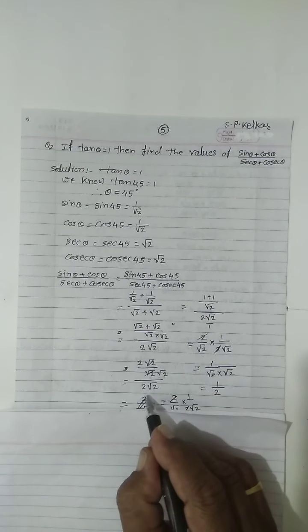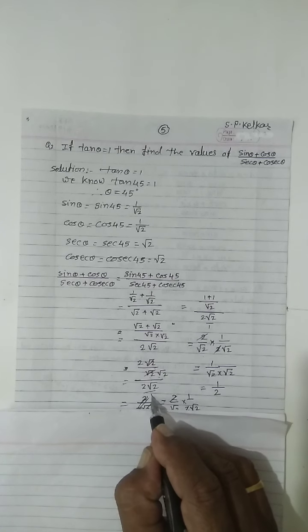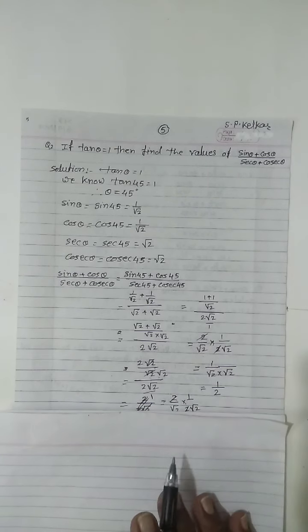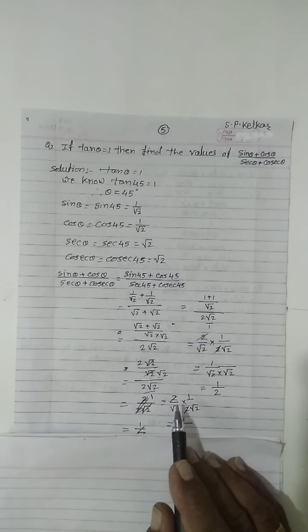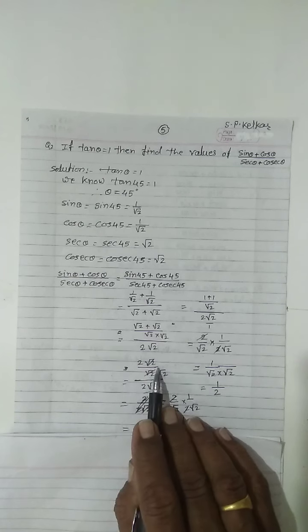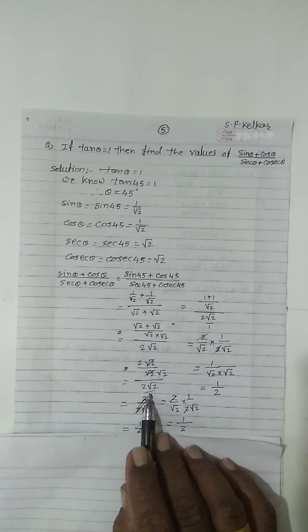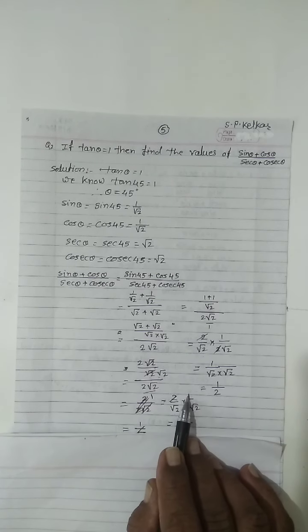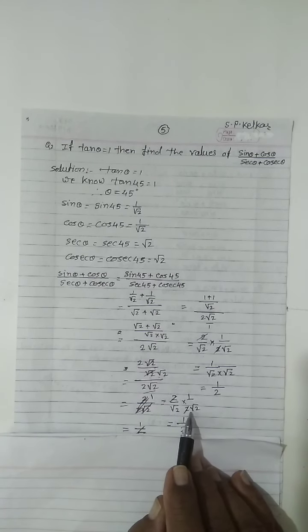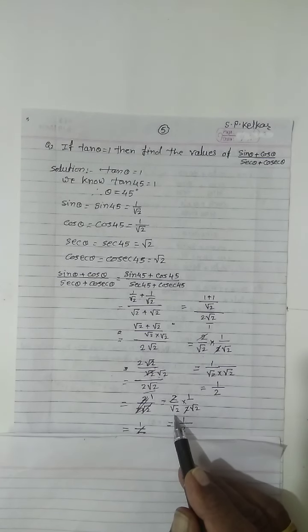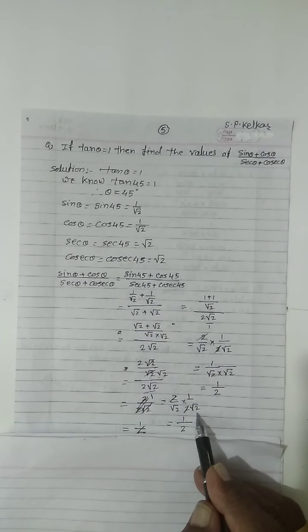Now we can put 1 here. Then we take the inverse of this and multiply it with the numerator, that is the numerator 2 divided by root 2 into the denominator. We take this 1 in the numerator and this in the denominator. So 1 by 2 into root 2. This 2 and this 2 cancel, which means 1 upon root 2 into root 2.